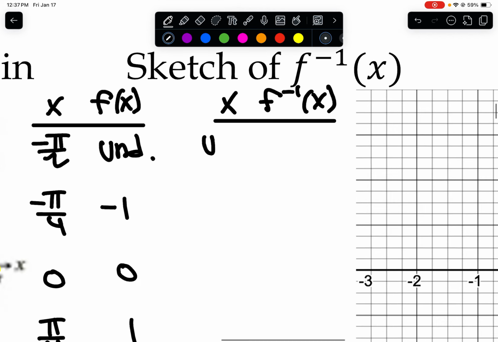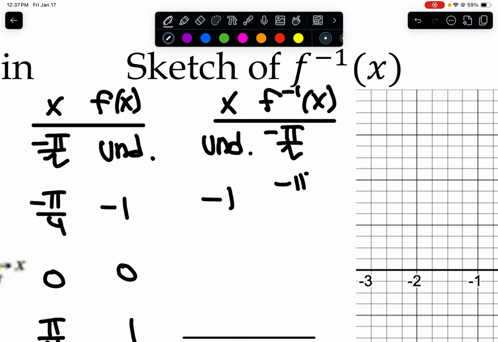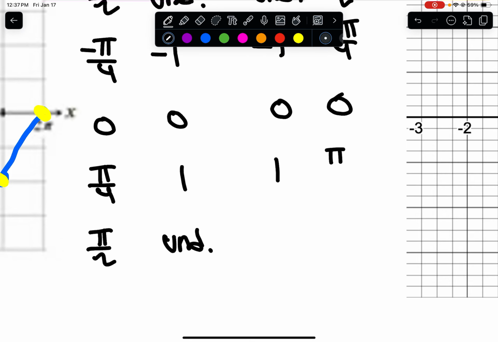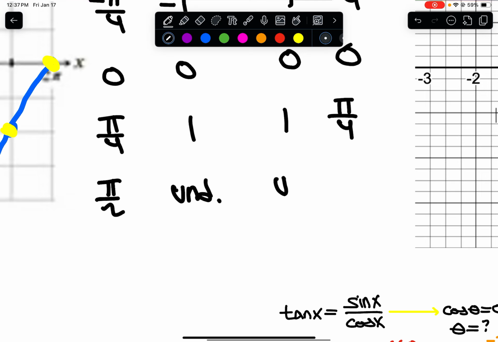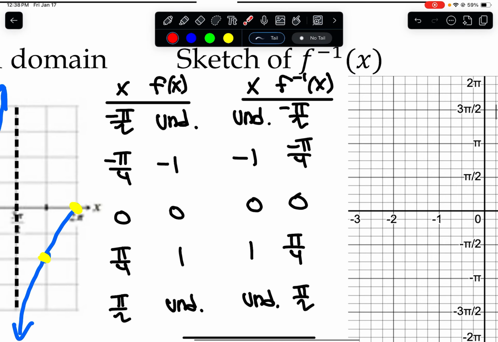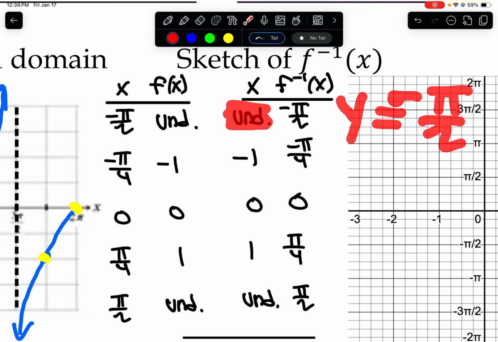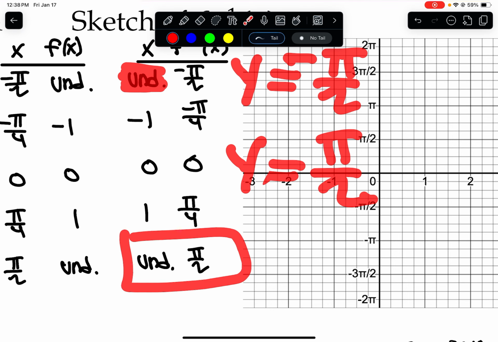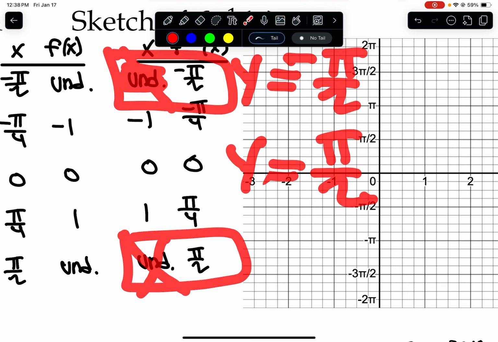So when I do the inverse, we're going to have undefined for the x value, but I know the y value will be negative pi over 2. And then we're going to have negative 1, negative pi over 4. And then we're going to have 0, 0, then 1, pi over 4. And then we're going to have undefined and pi over 2. So here, what this means is we don't have anything for the x value, which means now we're going to have a y value equal to negative pi over 2. So now your asymptotes are going to be positive and negative pi over 2. That's from here and from here, since we don't have anything in the x values.